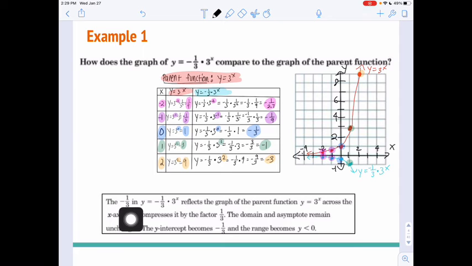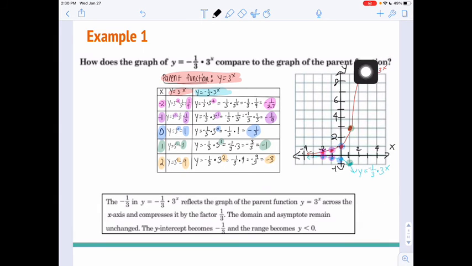The negative 1/3 in y equals negative 1/3 times 3 to the x power reflects the graph of the parent function y equals 3 to the x power across the x-axis and compresses it by a factor of 1/3. So our parent function was above the x-axis. When we have that negative 1/3, it's going to reflect over the x-axis, so now it's on the bottom. The parent function was further up from the x-axis, while the reflected negative 1/3 in our new function is much closer to the x-axis. The domain and the asymptote remain unchanged.